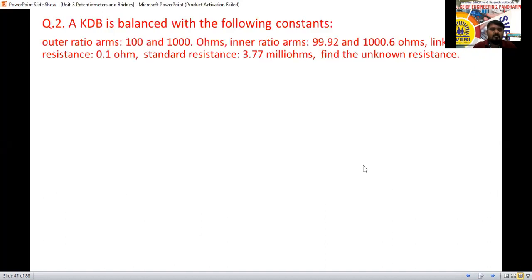See here. A Kelvin double bridge is balanced with the following constants. The outer ratio arms are 100 and 1000 ohms. Inner ratio arms are 99.92 and 1000.6 ohms. Link resistance is 0.1 ohm. Standard resistance is 3.77 milliohms. Find the unknown resistance here.